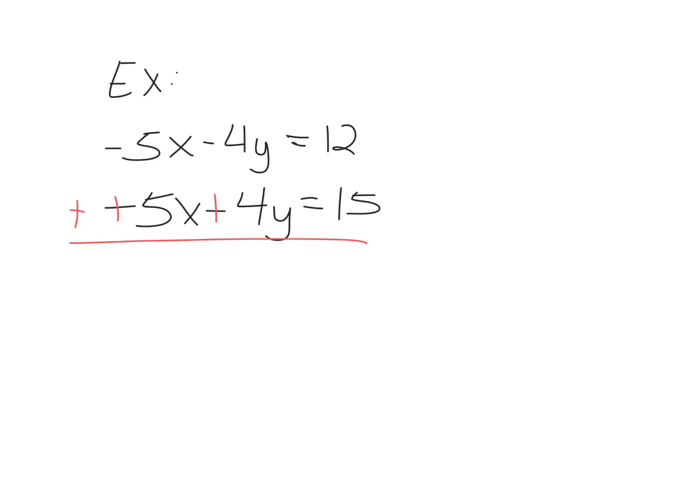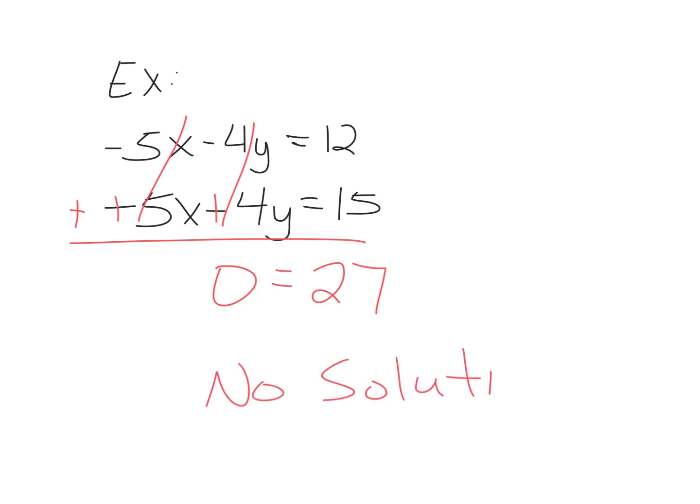Negative 5x plus 5x gives you what? 0, gone. Negative 4y plus 4y, 0, gone. So on this side we have 0, and then we have 12 plus 15, 27. What happens if we get to this point? It's a no solution. Yep. We have a false statement, so our answer is no solution. If we had a true statement, what would our answer be? Infinite. Yep. Good.